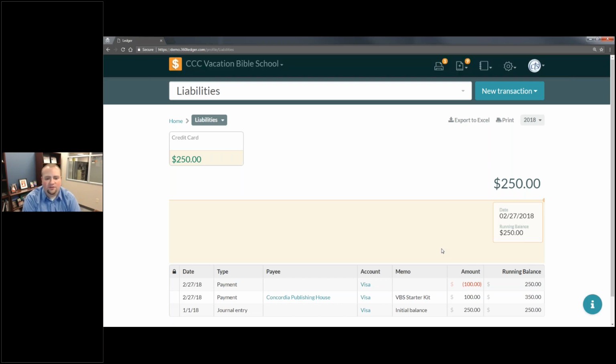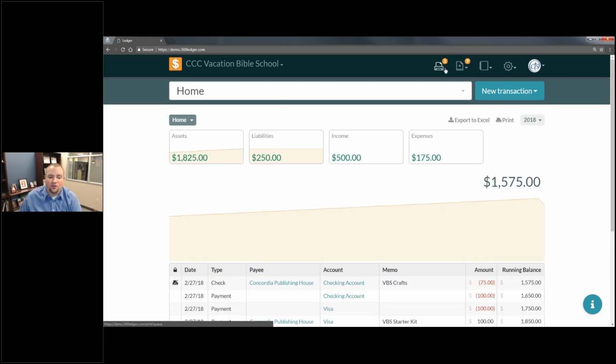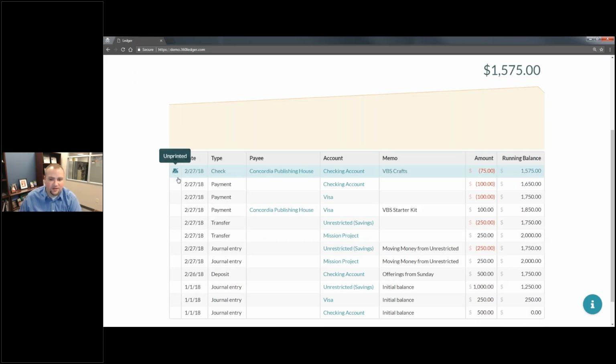According to our accounts, but it's not printed yet. It shows up in our queue. So here we go. You see a little 1 up there. You can also see on the left by the transaction, it's not printed yet.